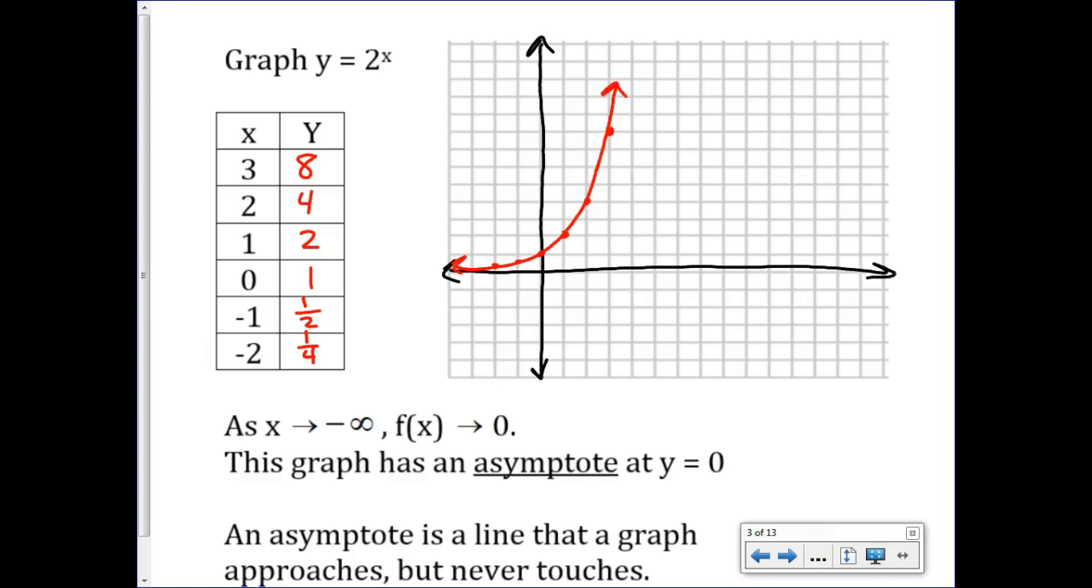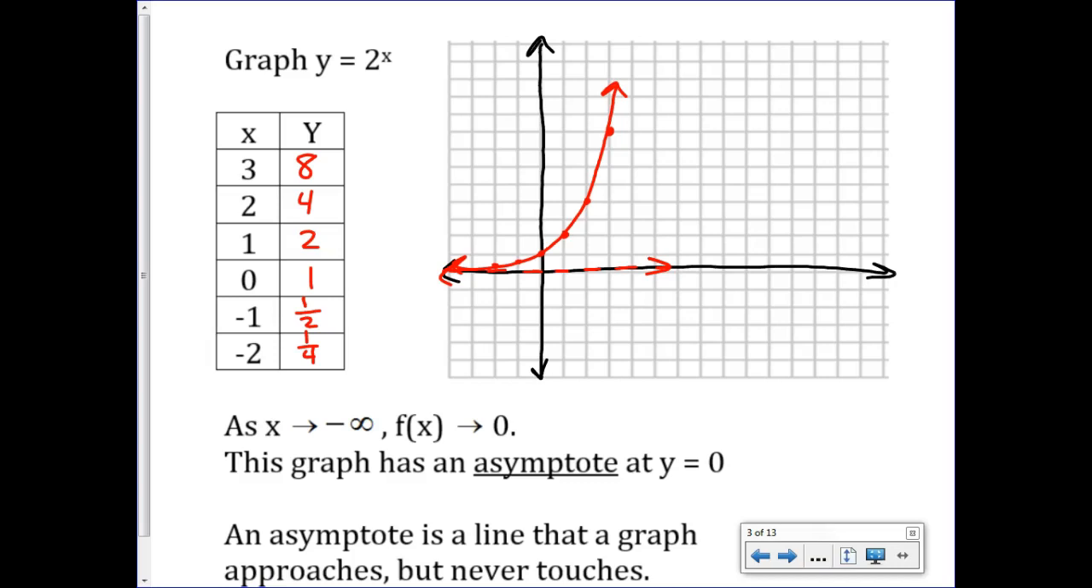So as x approaches negative infinity, f of x approaches 0. That means this graph has an asymptote at y equals 0, which is this line right here. An asymptote is a line that a graph approaches, but it never touches. So it's never actually going to reach 0.